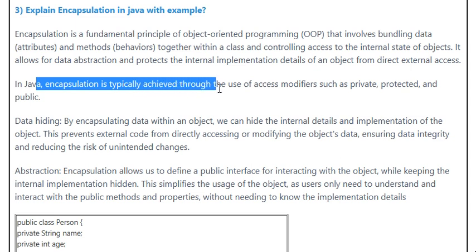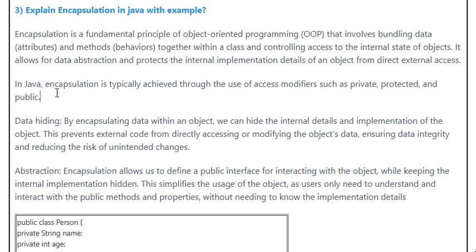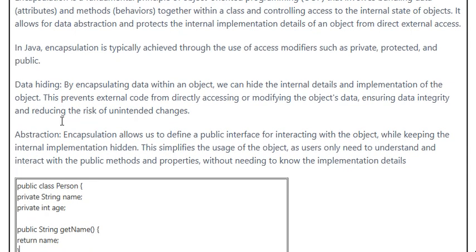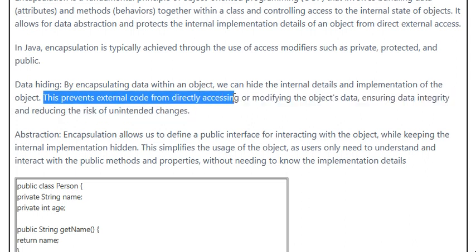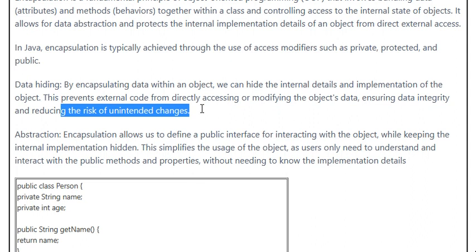In Java, encapsulation is typically achieved through use of access modifiers such as private, protected, and public. Next, data hiding. By encapsulating data within the object, we can hide the internal details and implementation of the object. This prevents external code from directly accessing or modifying the object's data, ensuring data integrity and reducing the risk of unintended changes.